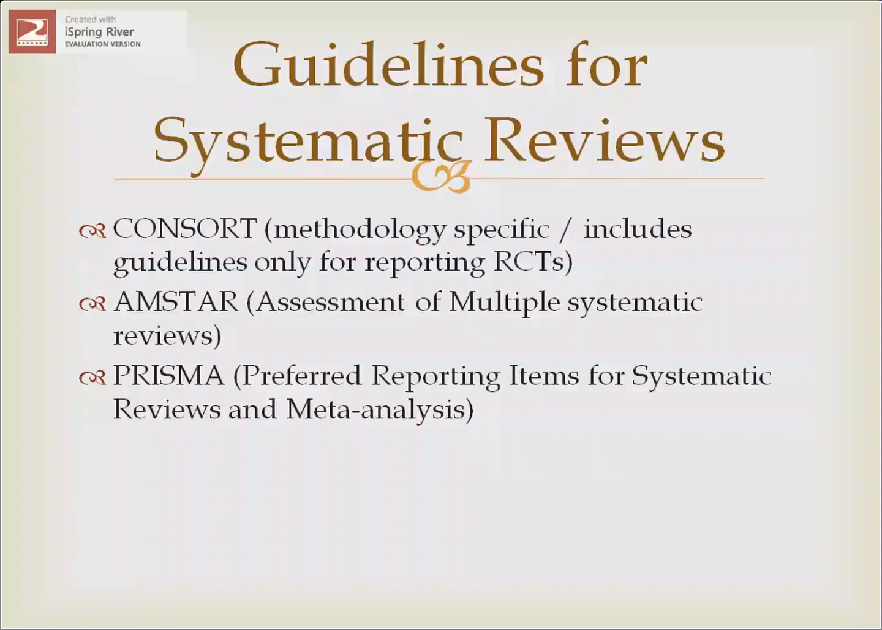There are certain guidelines for systematic review. One is CONSORT, which is only for randomized controlled trials. STAR is for assessment of multiple systematic reviews. Then PRISMA, which is Preferred Reporting Items for Systematic Reviews and Meta-Analyses. I always recommend PRISMA guidelines while doing systematic reviews for any kind of work you are presenting, like in manuscripts, theses, dissertations. So this is the easiest way.